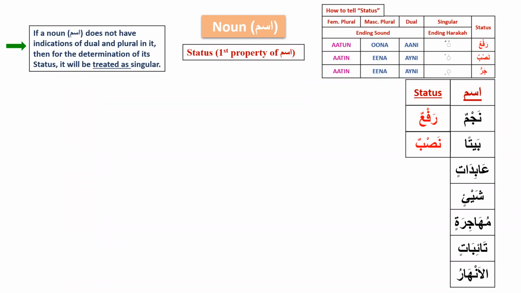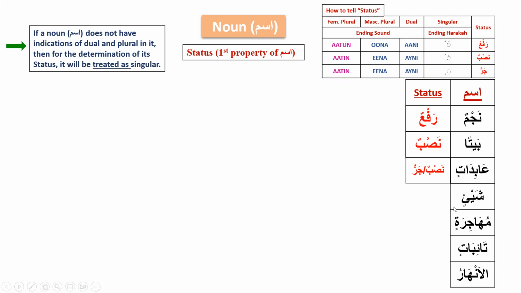So tell me the status then. Jar or nasab? Nasab or jar. Very good. Do you know the meaning of abidatin? Worshipper, the woman who worships. Yeah, worshippers. Very good. We can talk to Zainab now.